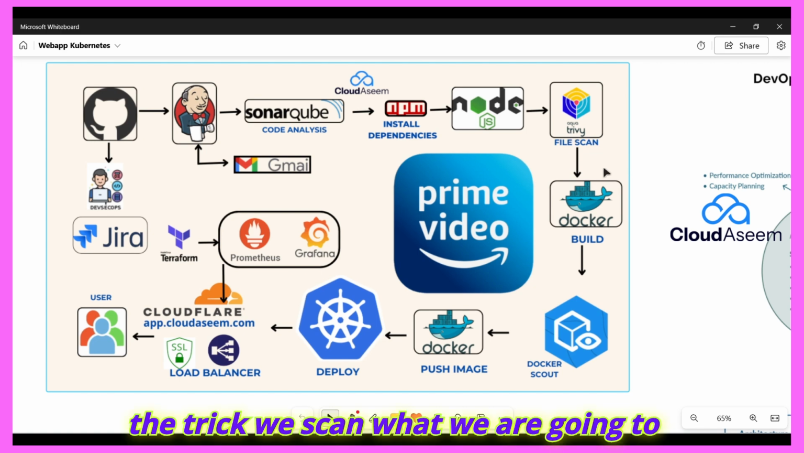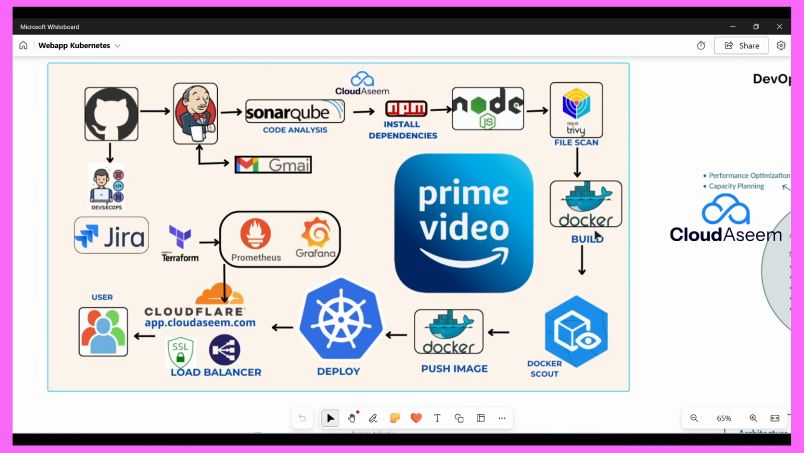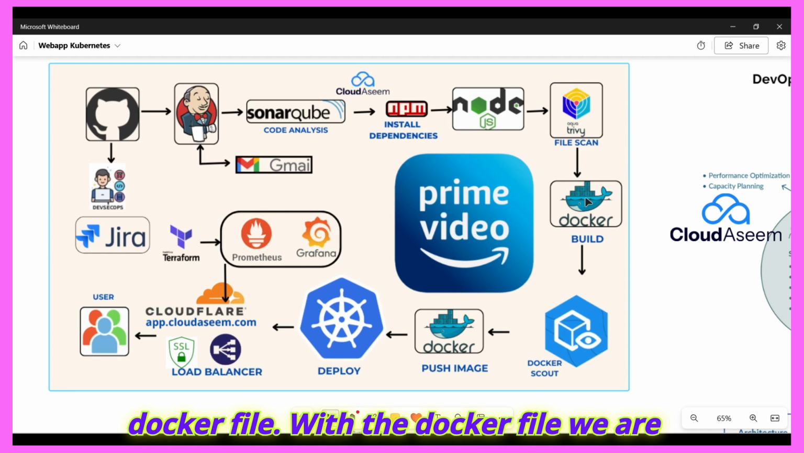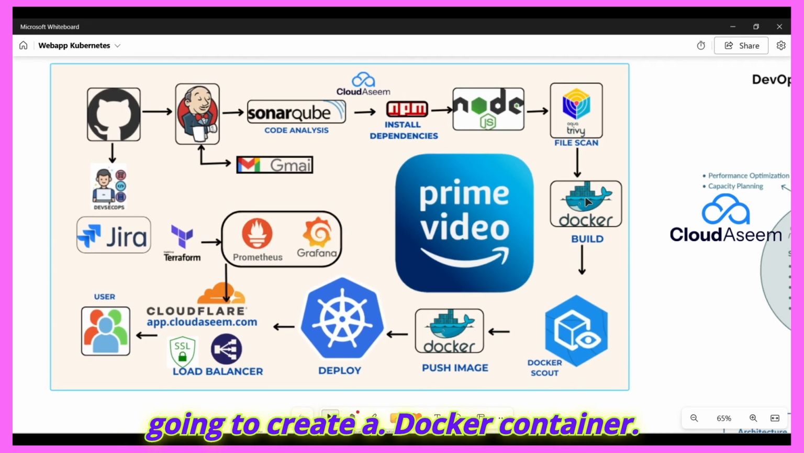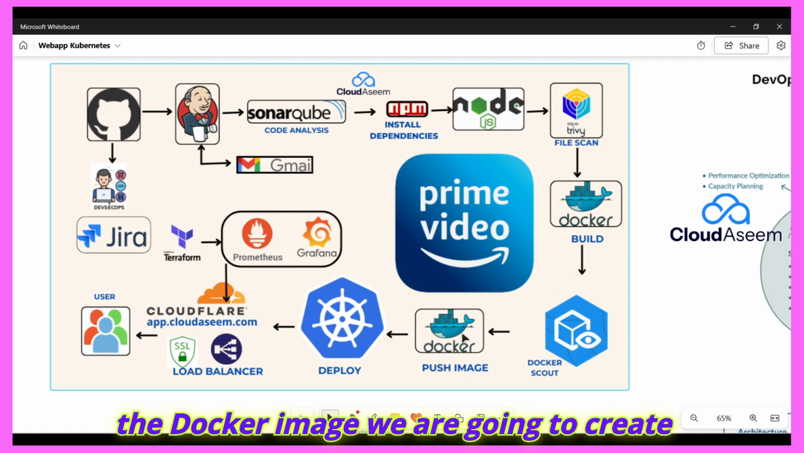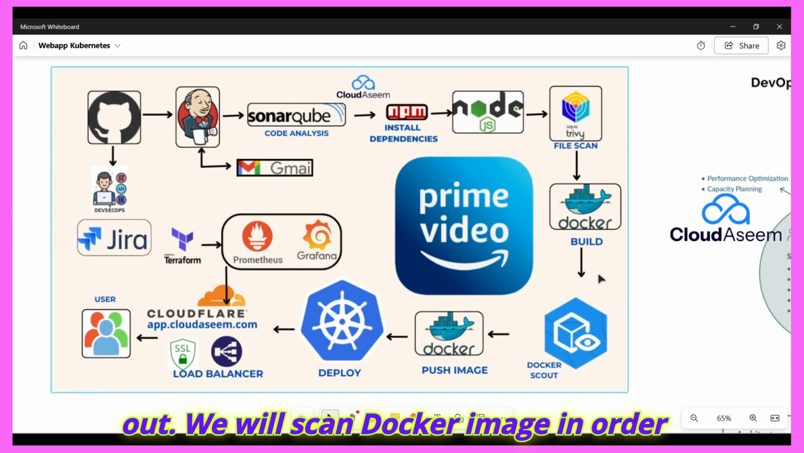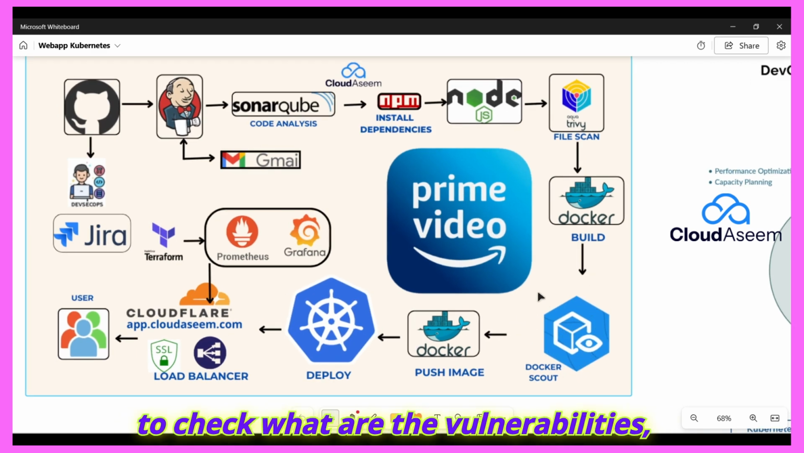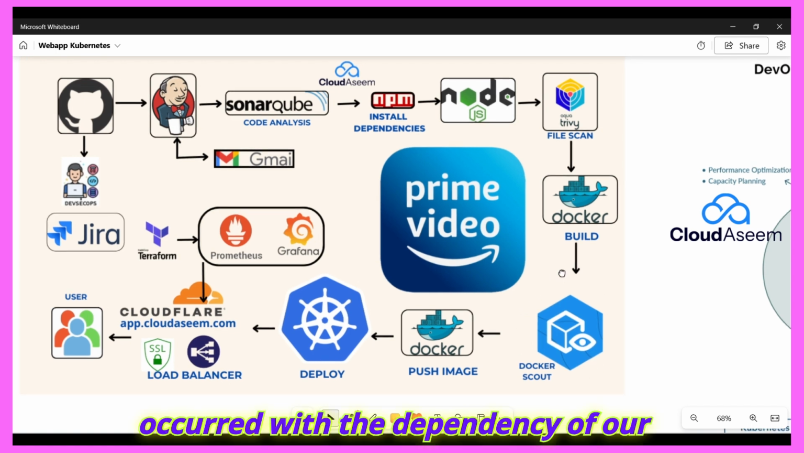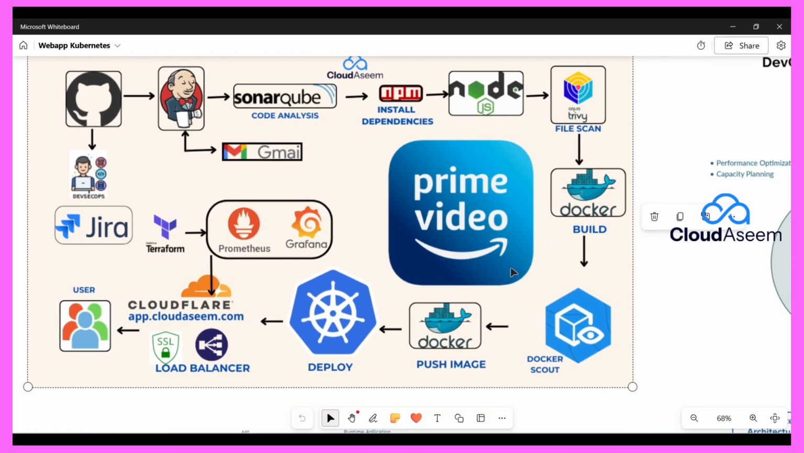After the Trivy scan, we are going to build this application's Docker image in order to deploy it later on as a Docker container. For that, we are going to write a Dockerfile. First, we will create a Docker image, and with the Docker image, we are going to create a Docker container later on. While creating the Docker image, we will scan the Docker image in order to check what vulnerabilities have occurred with the dependencies of our application or any libraries. Okay, so that is done.